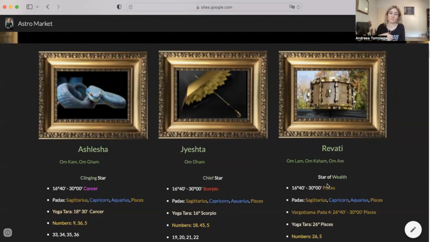So it will go from 30 degrees of Pisces to 0 degrees of Pisces. And we have Revati, which is the first nakshatra that I already mentioned. It's also called the Star of Wealth, and it's a very lucky nakshatra to have. It's associated with figures like Lord Krishna and Jesus Christ. So it has an influence of benevolence, of luck, of helping, of compassion in general at human level.